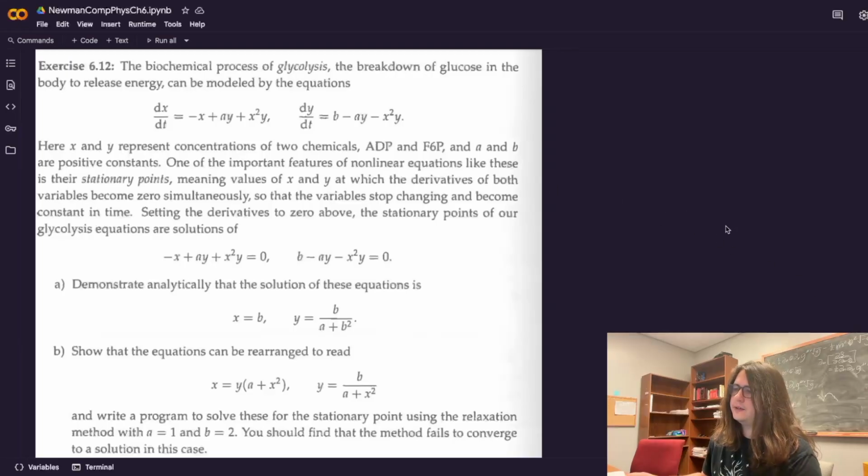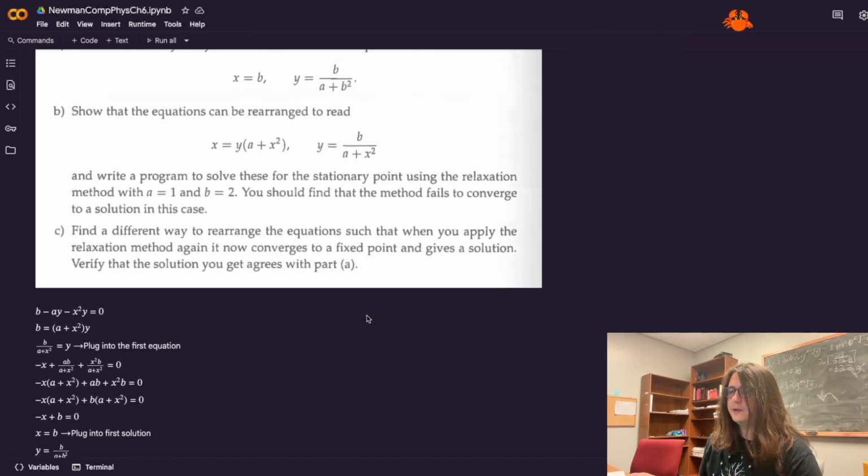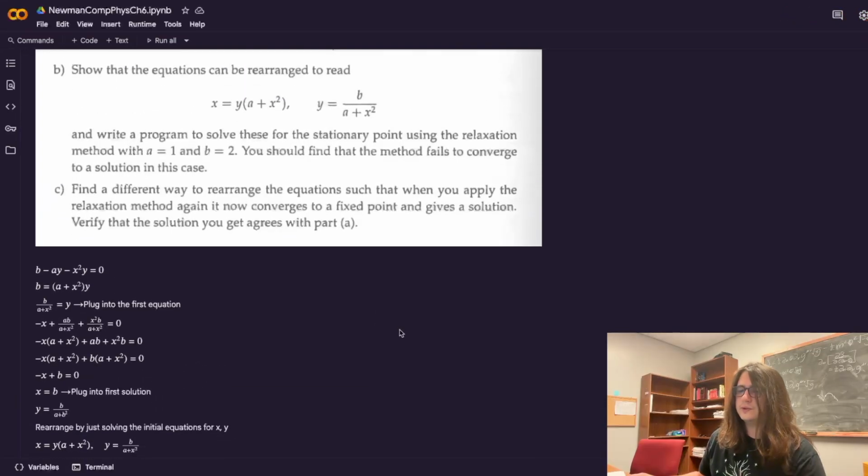So we have this system of equations which describes glycolysis, but that's not really important. You have this one that is a function of x and y, and this one that's a function of x and y. And the first part of the problem is to show that you can totally just solve for these equations analytically. And so that's what I did here. It's kind of just a usual systems of equations kind of proof thing.